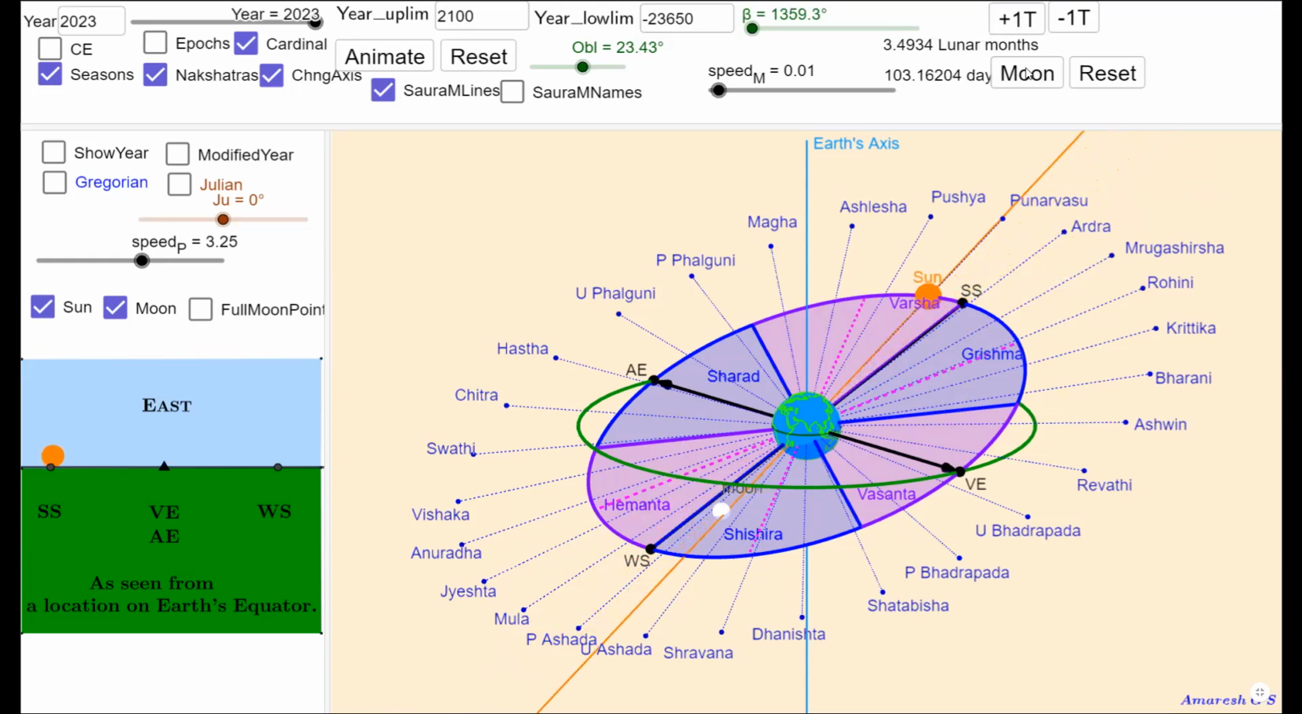Many of you would know the names of the lunar months in sequence. After Jeshta comes Ashad, and you can notice this is the first part of the Varsha season, lunar month of Ashad, because the full moon position is near Nakshatra Ashad. Next month would be the month of Shravan. So here, for example, or here. And you can think of this approximately, of course, as the second part of Varsha season.